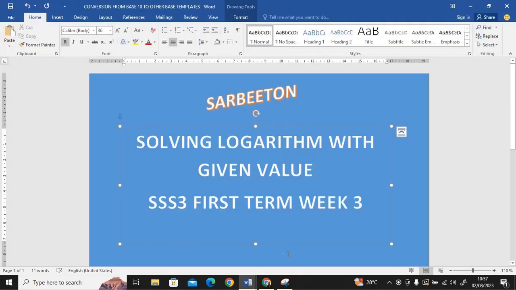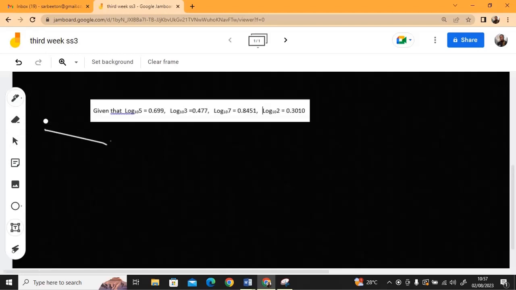Now we are going to look at solving log with a given value. Take for instance, look at this question. They said, given that log base 10 of 5 is equal to 0.699, log base 10 of 3 is equal to this. When you put it in the calculator, you see the answer. Now I have to solve this question using this particular value. So how do you go about it? For instance, they said you should evaluate without using table.